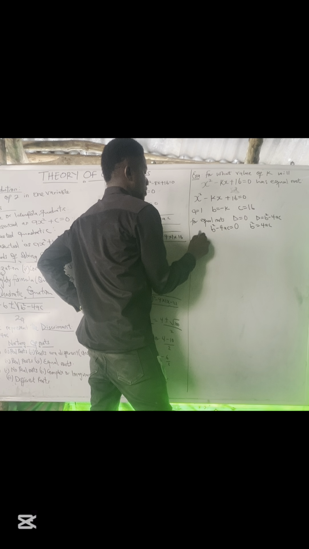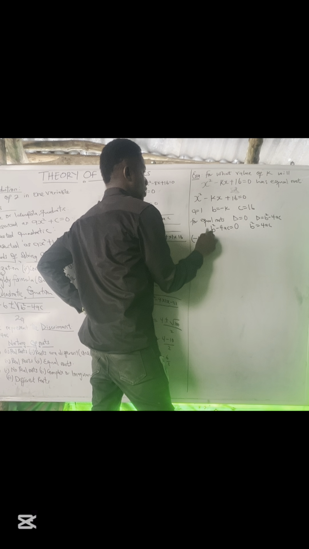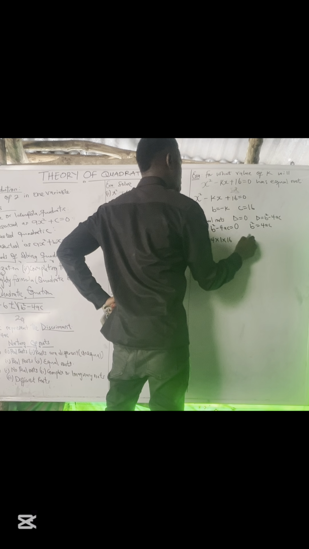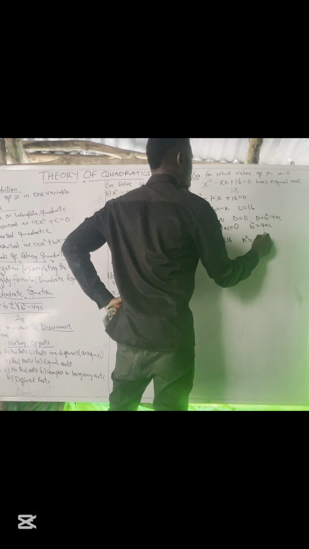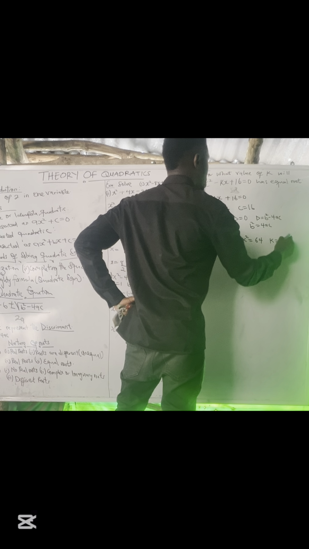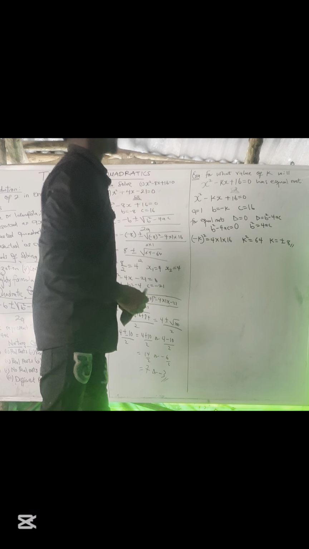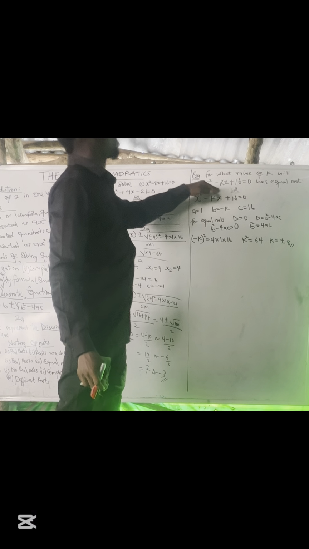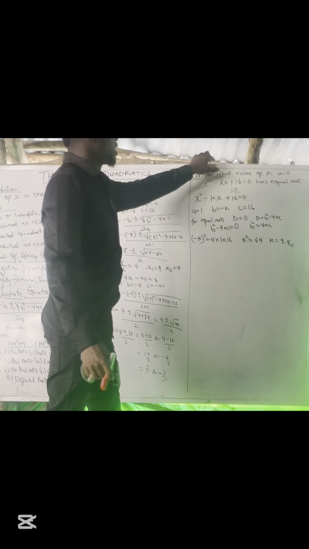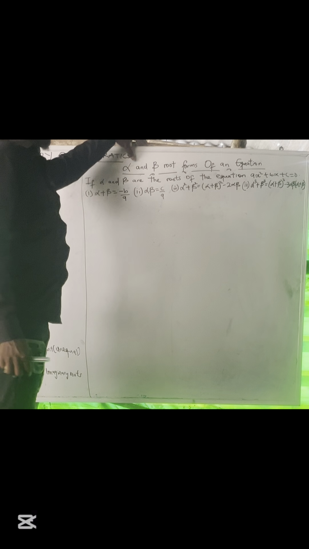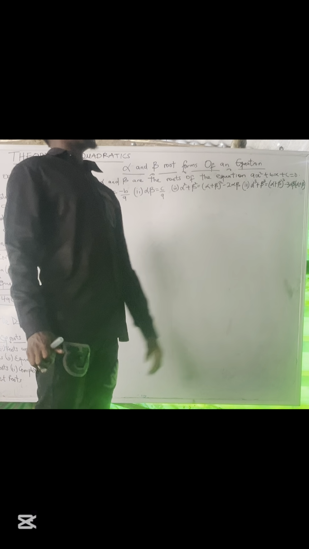That will then be minus k all squared is equal to 4 times our a is 1 and our c is 16. So this will be k squared is equal to 64. K is equal to plus or minus 8. So this simply means that for this equation to have an equal root, the value of this k would either be plus 8 or minus 8.